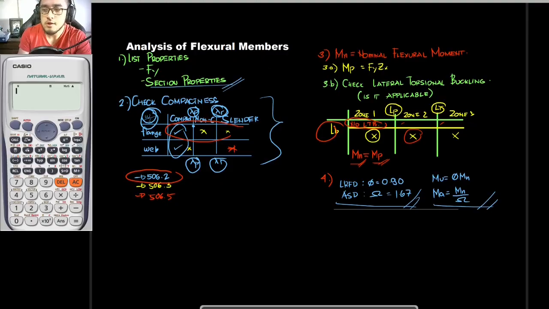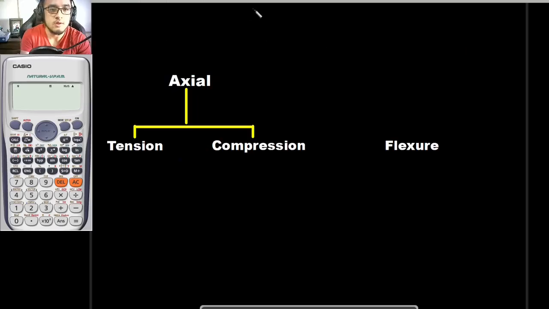During this, we solved for the design moments, and the lateral torsional buckling, shear, deflection, and various local failures. In the analysis of flexural members, we checked the compactness, we checked the zones, and using these zones, we solved for the nominal moments that we would be using for our flexural members. In summary, we have solved for axial tension, axial compression, and flexure.